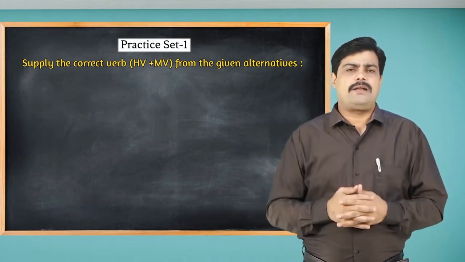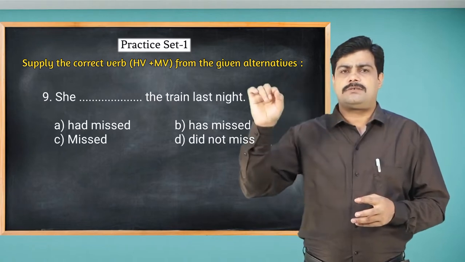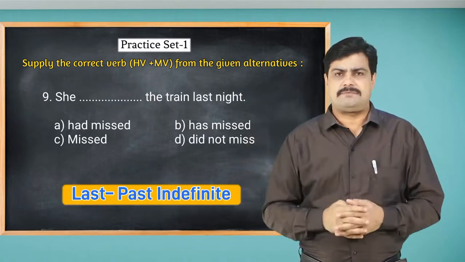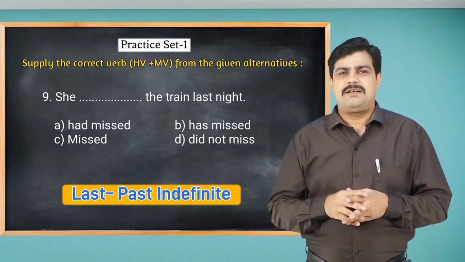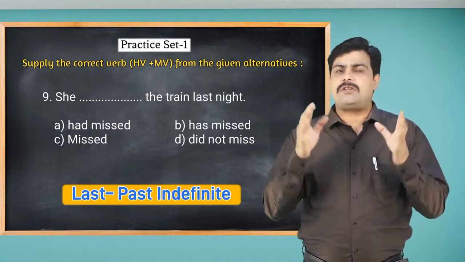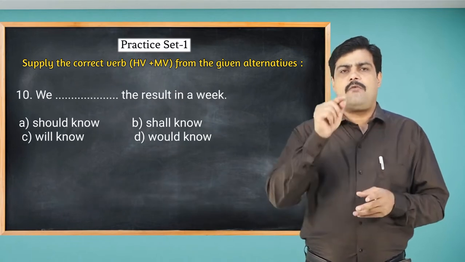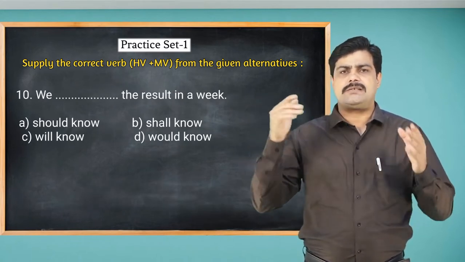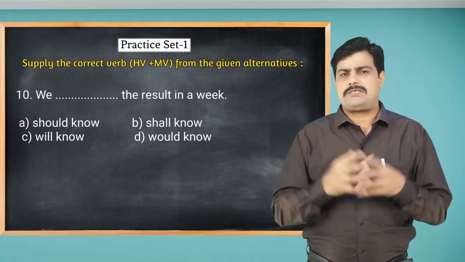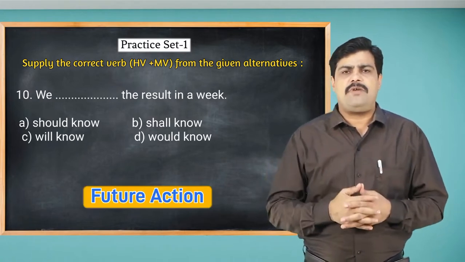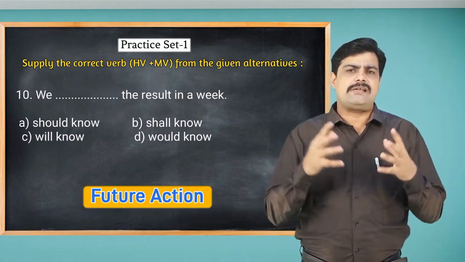Let's take another one. She dash the train last night. So option C is correct. She missed the train last night. Let's take another one. We dash the result in a week. Now we are just talking here in the sentence about a future action. So you will say, we shall know the result in a week.